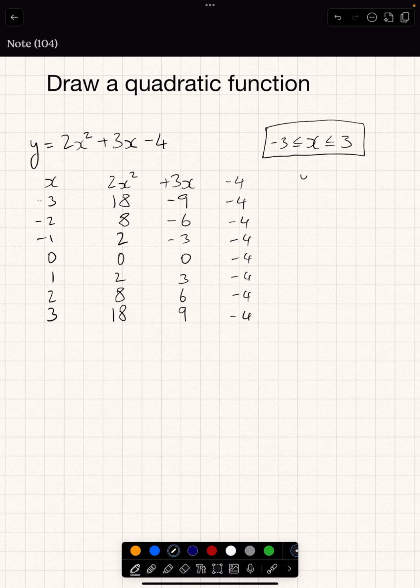And then we get our y values out. So we're going to be adding these three here, 18, minus 9 and minus 4. So minus 9 and minus 4 is minus 13. So that leaves us with 5 there. 8 minus 10, the difference between them is 2, so it's negative 2. And we have 2, with minus 7 here, plus 2 is going to be minus 5.